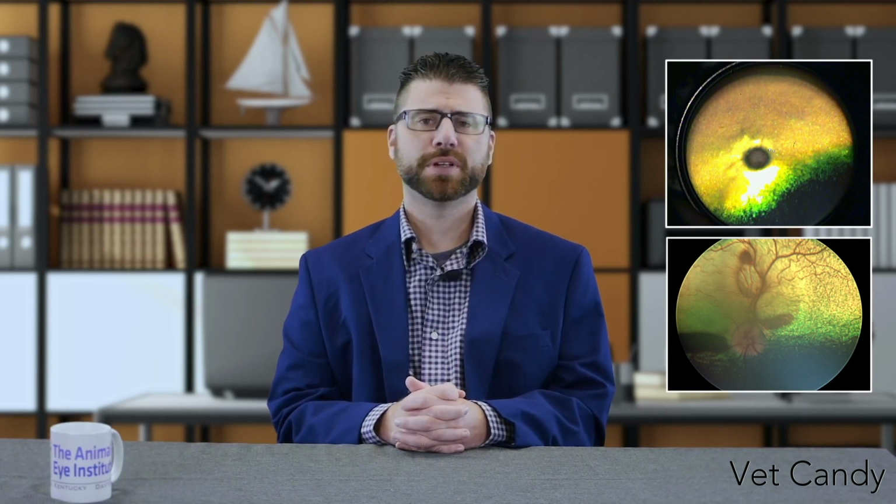Hyporeflective indicates that cells were added underneath the tapetum. This can indicate blood or fluid. So in the second picture, you can see that blood is located underneath the tapetum, which is making the retina hyporeflective. Some common canine abnormalities that we see in the fundus: this first picture shows a retinal detachment.